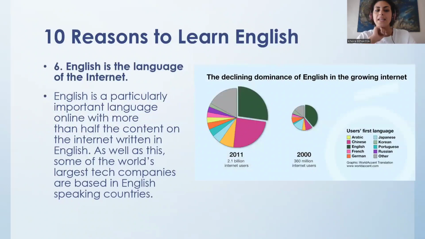Number 6, English is the language of the internet. English is the lingua franca of the internet. 80% of the world's electronically stored information is in English. Most texts accessed through the internet are in English. This is the reality. And most of the major search engines, like Google, for example, are in English.